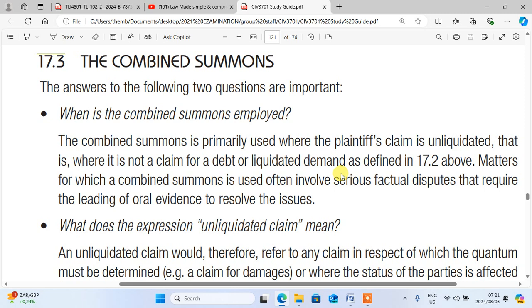It means that when you answer this question, you will base it on the combined summons. The combined summons is primarily used where the plaintiff's claim is unliquidated, that is, when it is not a claim for a debt or liquidated demand, as defined in the rules, which is the simple summons. Matters for which a combined summons is used involve serious factual disputes that require the leading of oral evidence to resolve the issues.